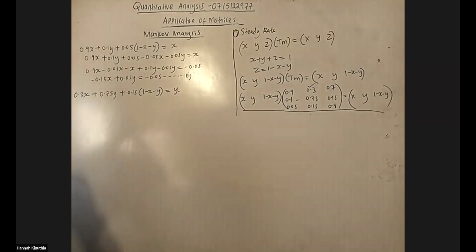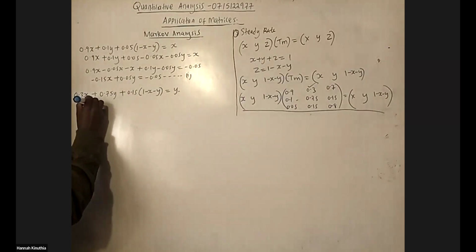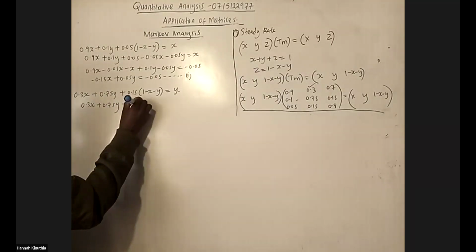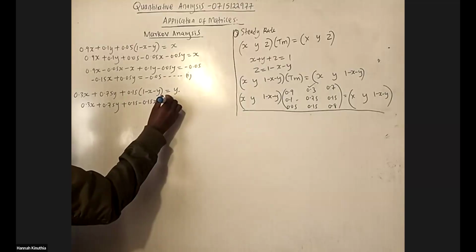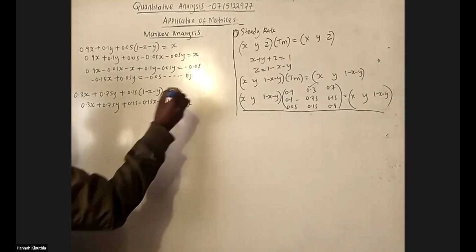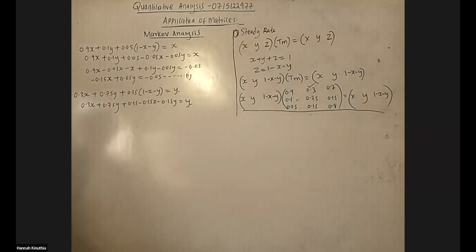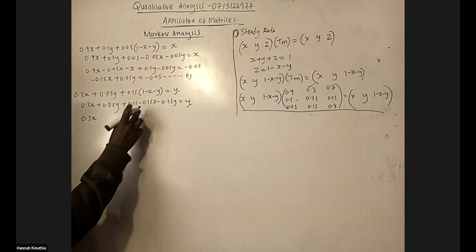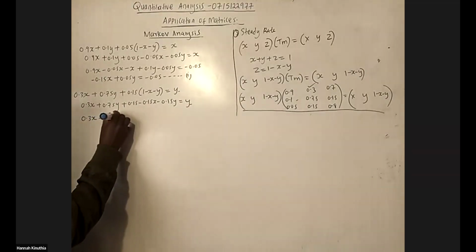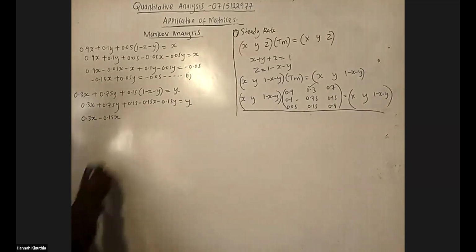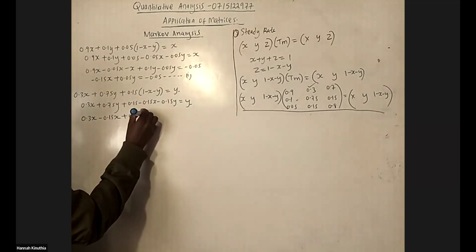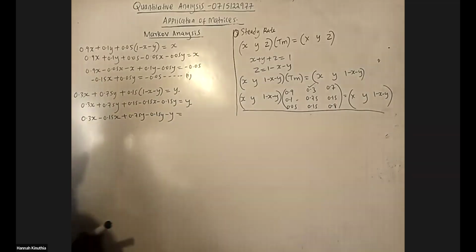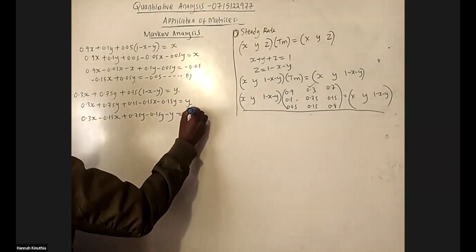Okay. So we correct the right term. Before we correct it: 0.3x plus 0.75y plus 0.15 minus 0.15x minus 0.15y is equal to y. That part was wrong. So let's move the right terms together. 0.3x minus 0.15x, those are the ones with x. Then those with y: 0.75y minus 0.15y minus y is equal to, moving over there, minus 0.15.